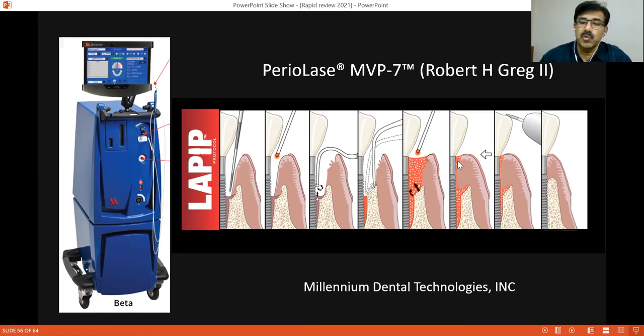So you have a closed environment, and a lot of growth factors and cells, osteoblasts and undifferentiated mesenchymal cells, coming into this area and helping in regenerating the bone. At the same time, a little bit of occlusion is also adjusted. So this is the protocol that has been put forward. This is a patented technology, a US FDA approved technology. That is LAPIP, laser assisted periimplantitis protocol.